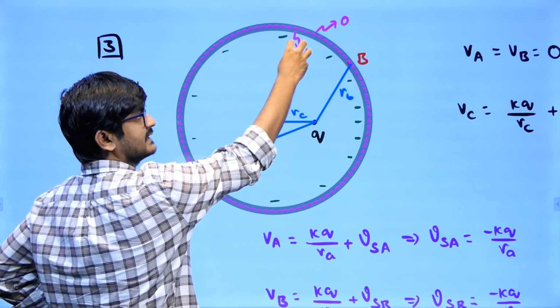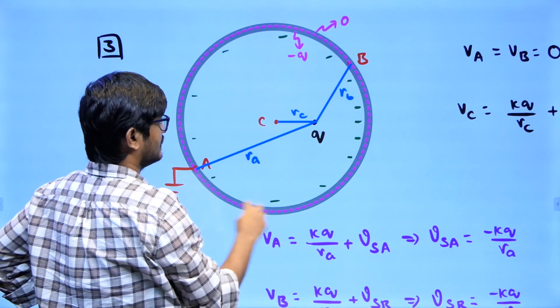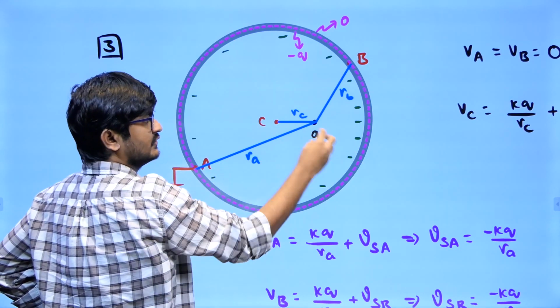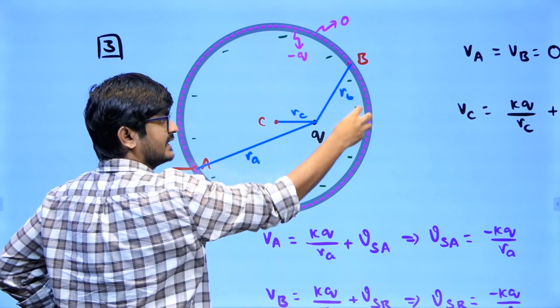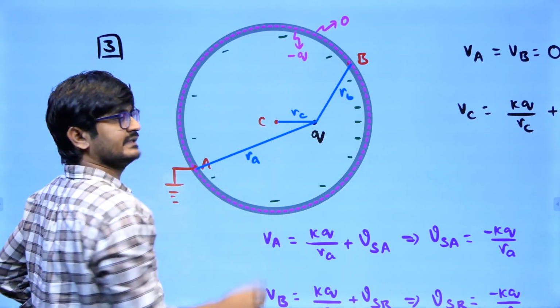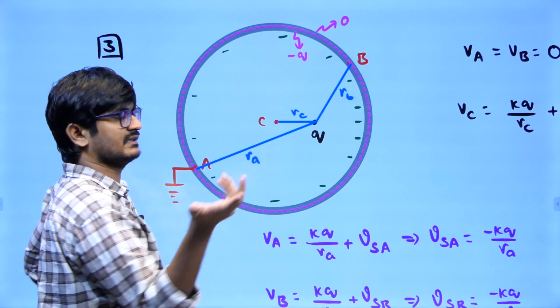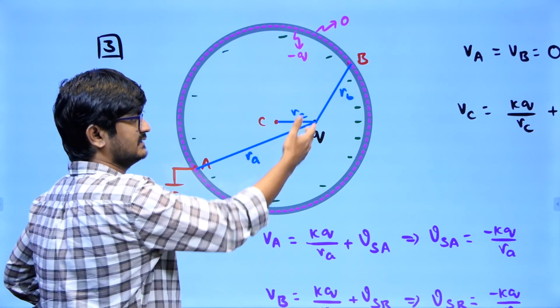So there must be minus Q induced on the inner surface, and that is non-uniform because the charge is not at the center. You have taken the positive charge here, so more negative charge will be induced here and less negative charge will be induced here, and you can see approximately the field lines also.